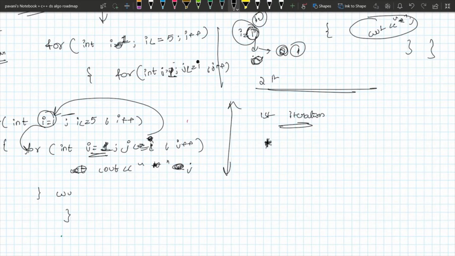See, here after cout endl, I forgot to say that cout endl, because after completing the first row, you have to enter the next line, right? That is why I have implemented this endl statement after the inner loop, okay?